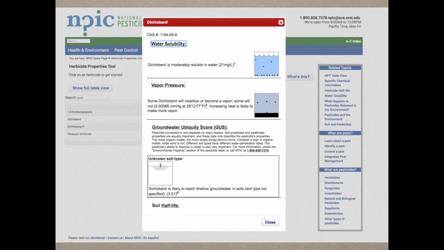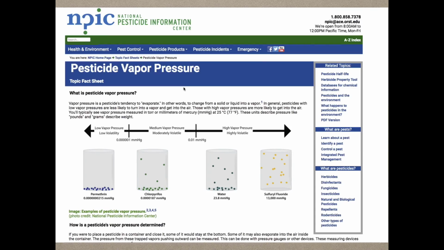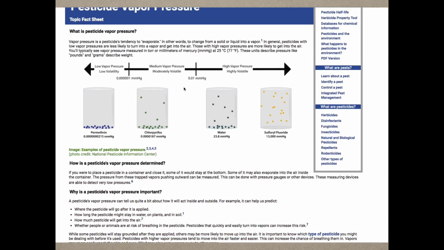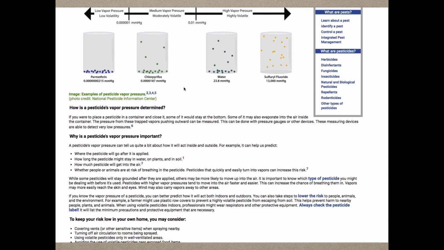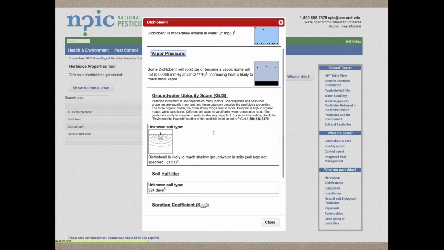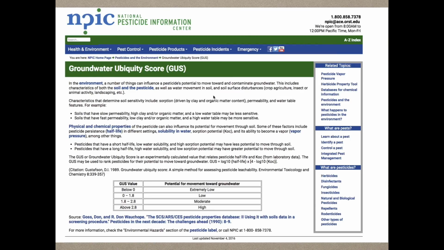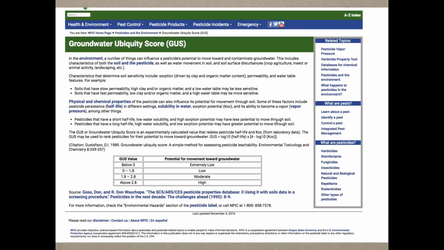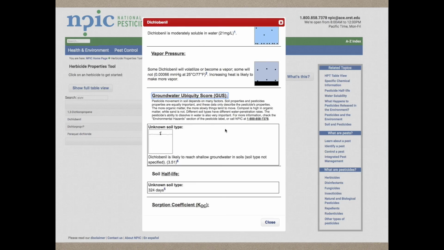Okay, and come back here, we see vapor pressure, moderately volatile with that description. Find out more about it here. Okay, and this is one of our fact sheets. Okay, and then looking down at groundwater ubiquity score, we have a brief description here, but we also have a web page, and this does have ranges listed as well. You can dig in a little bit more on these terms.